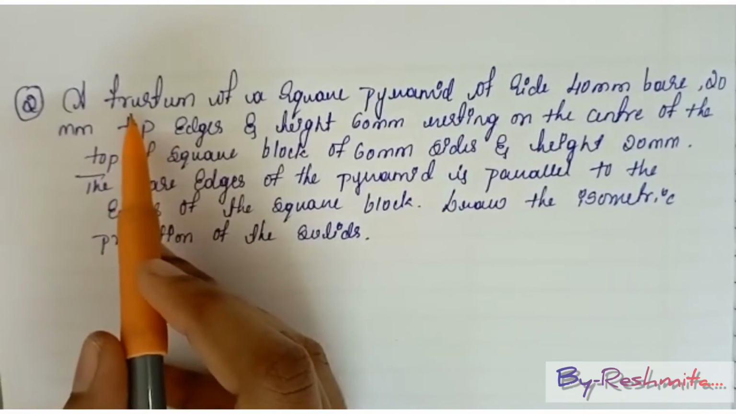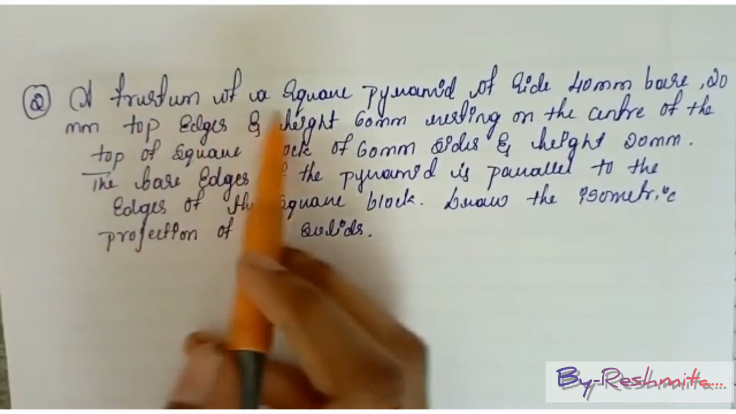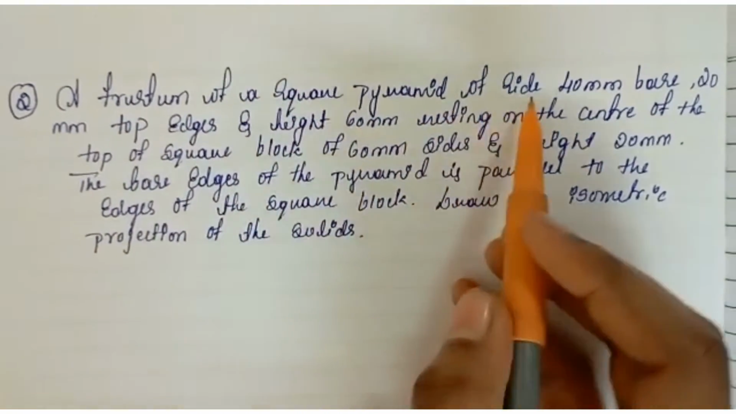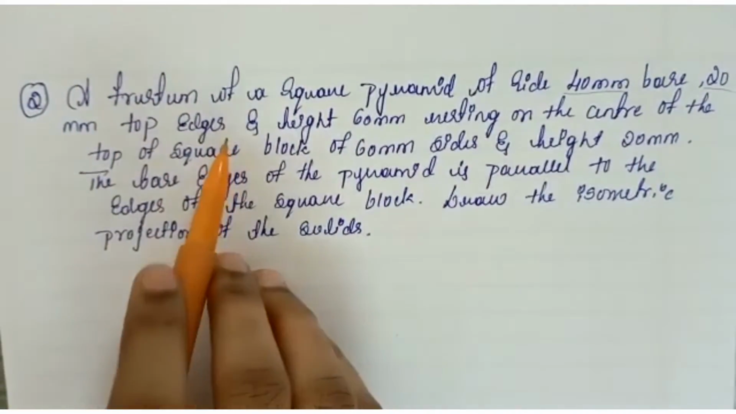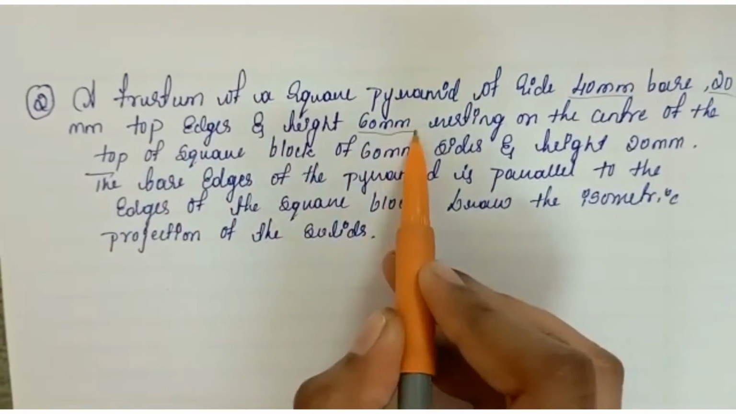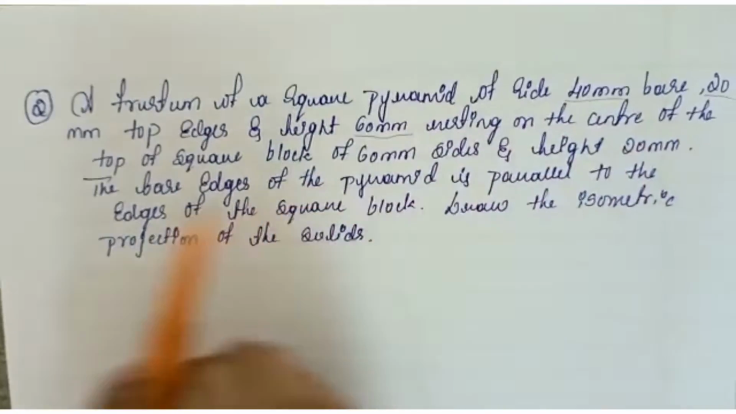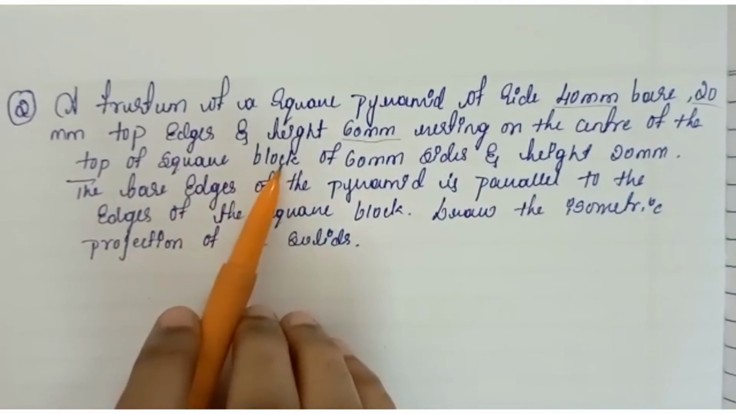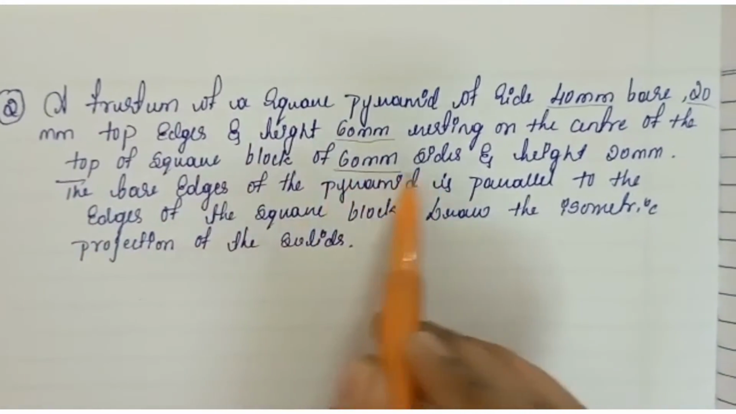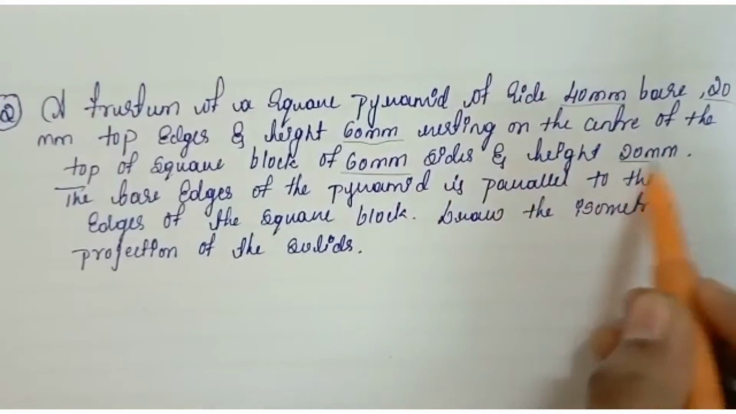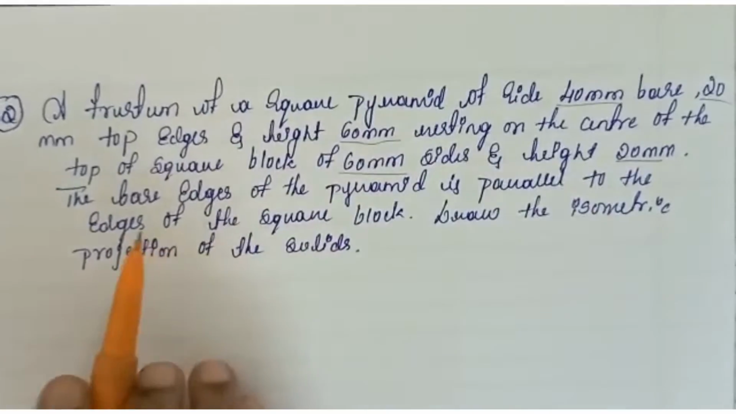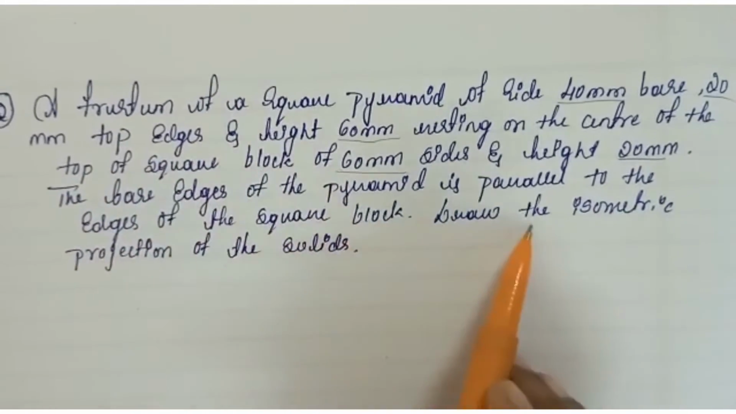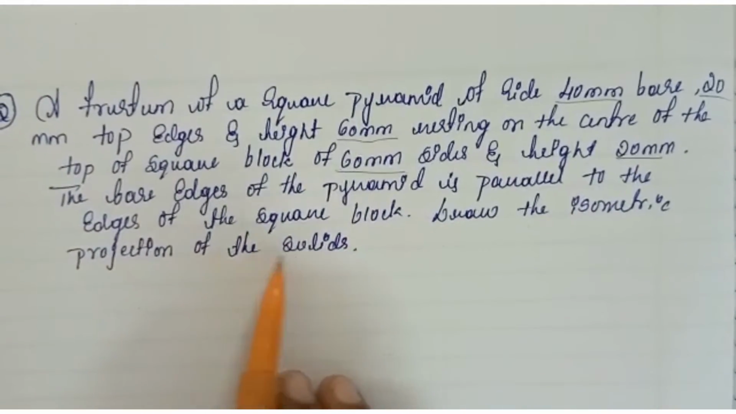Let us discuss the second question. A frustum of a square pyramid with a 40 mm side base, 20 mm top edge and height 60 mm is resting on the center of the top of a square block of 60 mm side and height 20 mm. The base edge of the pyramid is parallel to the edge of the square block. Draw the isometric projection of the solids.